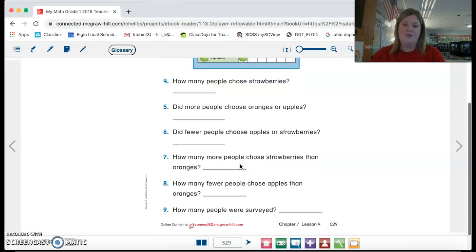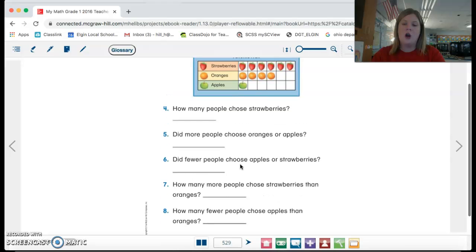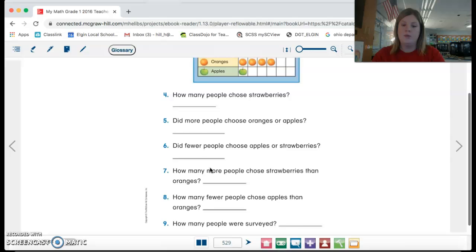It says, did fewer people choose apples or strawberries? So which one has a fewer amount, a smaller amount? Apples or strawberries? You're going to write which one has a fewer amount, and you're going to put it on the line for number 6. Apples or strawberries? Which one has a smaller amount?